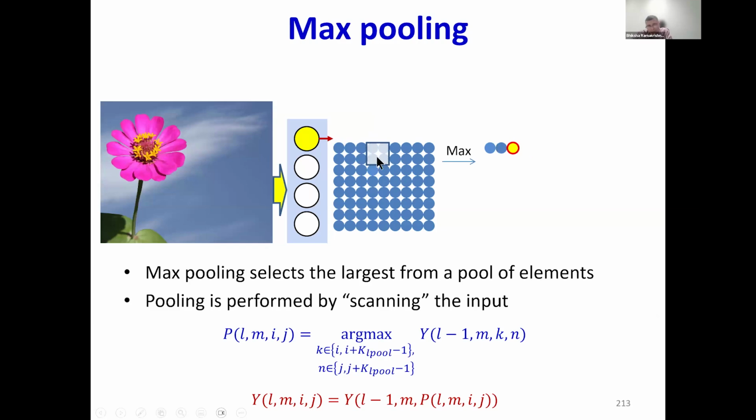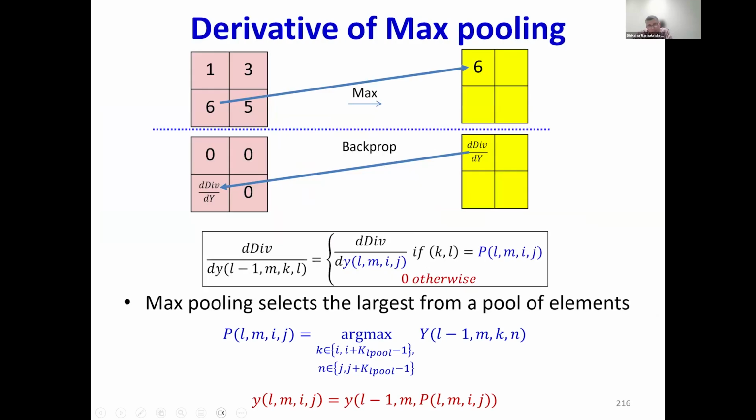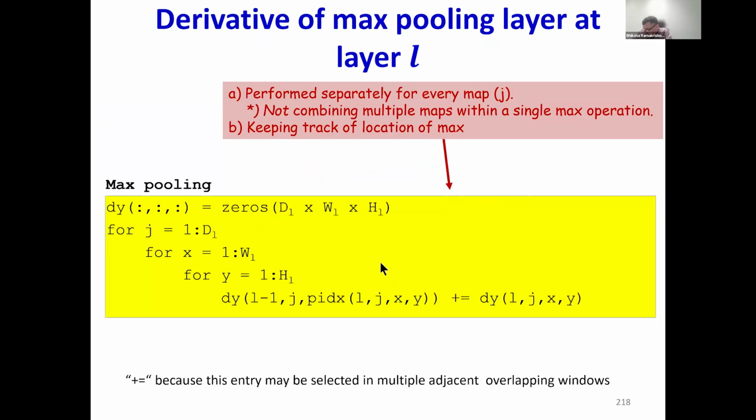And so if this element, for example, is the maximum in 2 consecutive windows, then when you're going back, you're going to get contributions from both of those locations to the derivative over there. Does that make sense? Yes, no, guys.